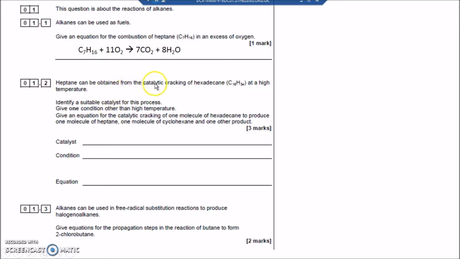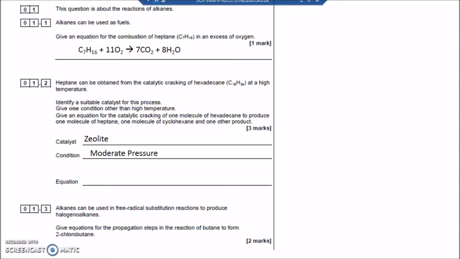Heptane can be obtained from the catalytic cracking. Identify a catalyst and a condition and equation for this process. So the catalyst is zeolite, the condition is moderate pressure, so you don't need it too high. Moderate pressure, a couple of atmospheres is fine, 2 to 3 atmospheres is fine.